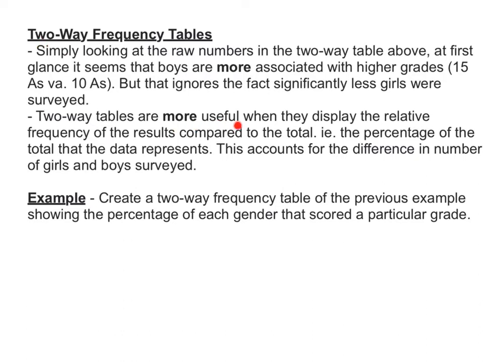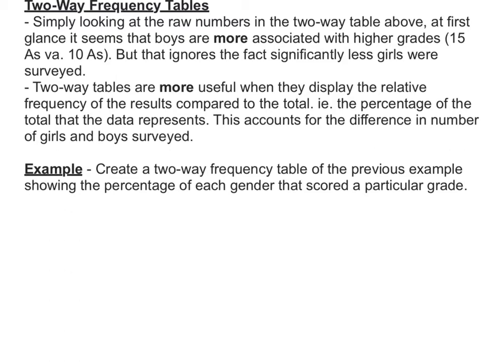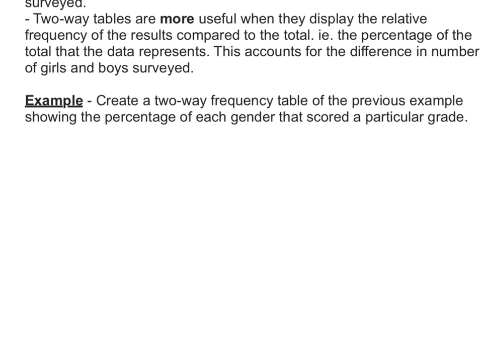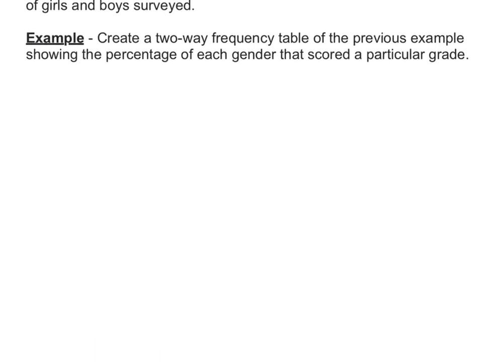Two-way tables are more useful when they display the relative frequency of results compared to the total, i.e. the percentage of the total the data represents. This accounts for the difference in number of girls and boys surveyed. So I would be expecting you, if you were to ever take a survey, to take the extra step and do frequency calculations, because it's more meaningful if you have unfair survey amounts. So create a two-way frequency table of the previous example, showing the percent of each gender that scored a particular grade. It's important to note that we want to know the percentage of each gender that scored a particular grade, because that tells you what you would be totaling.